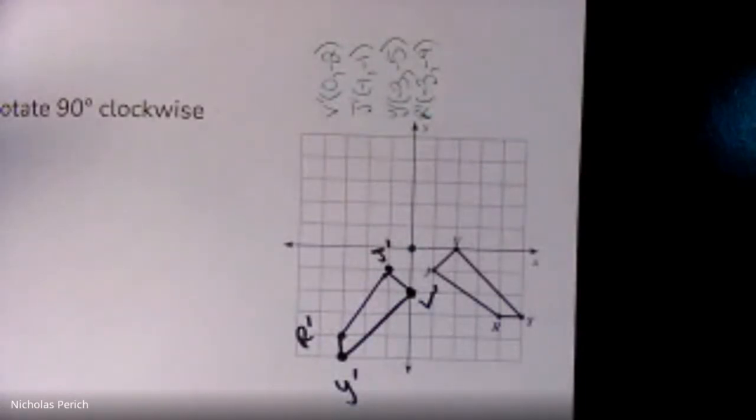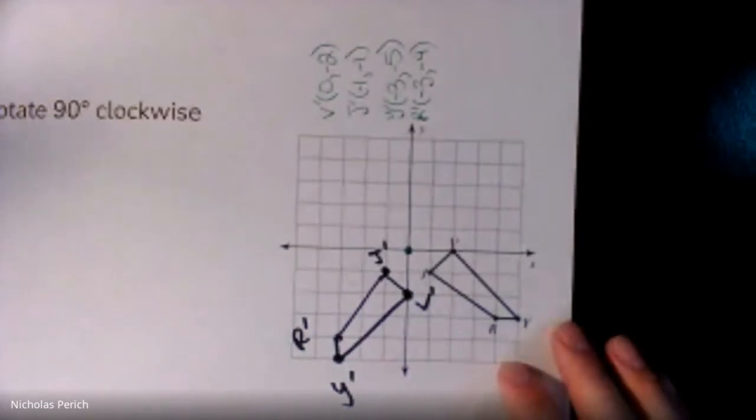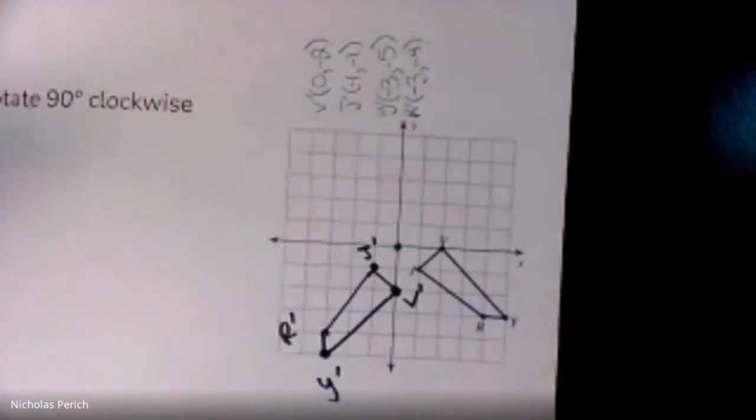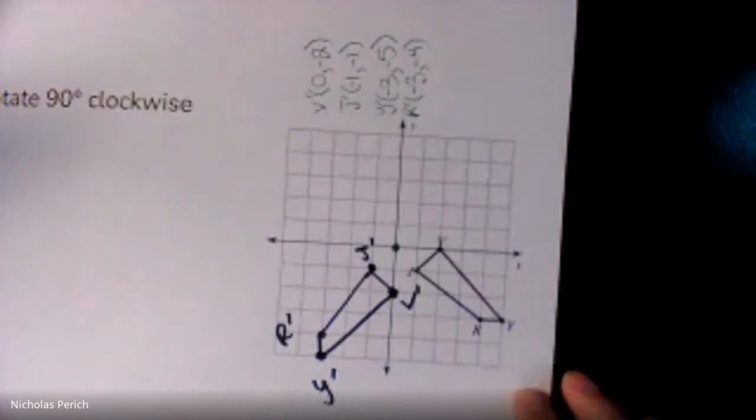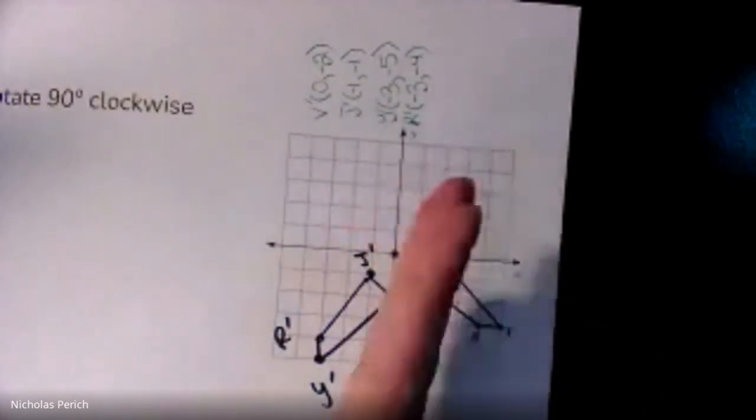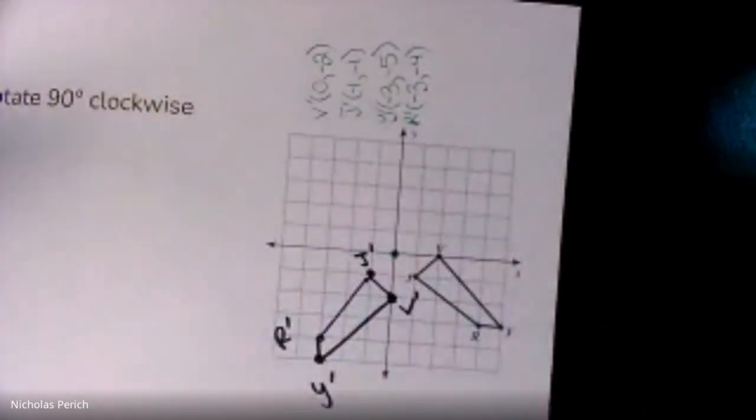Rotations. All right, so as you can see, the shape didn't change size. None of the angles changed. It's just that this shape went that way. No rotations. I'm sorry, no reflections, no translations.